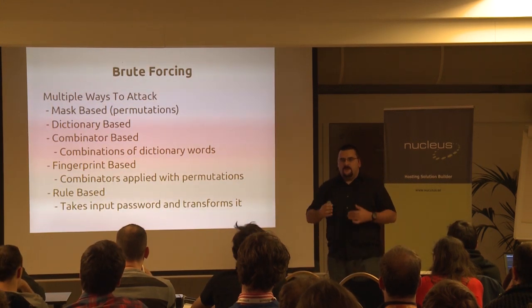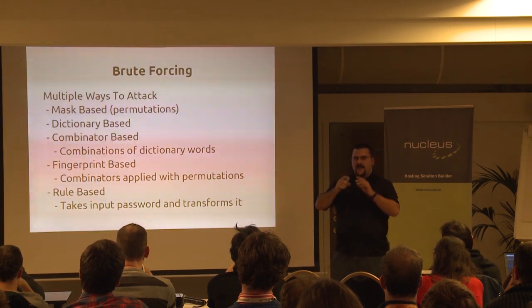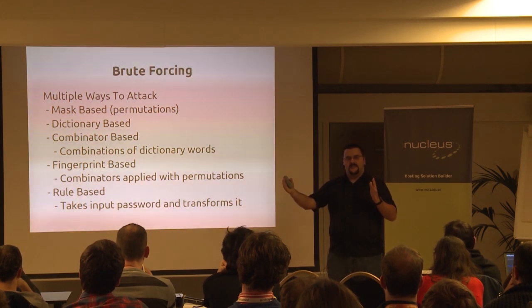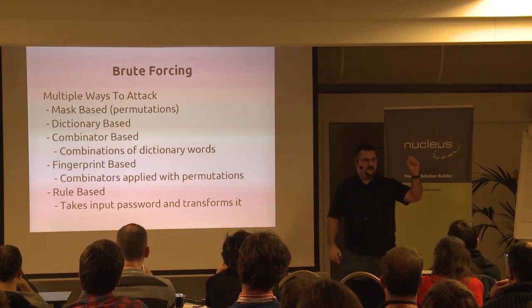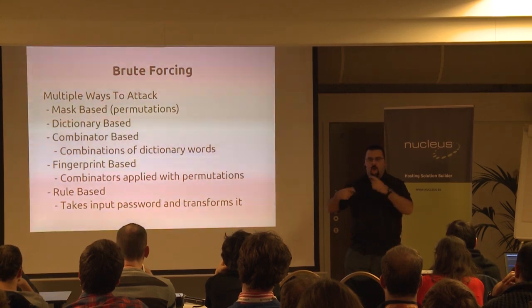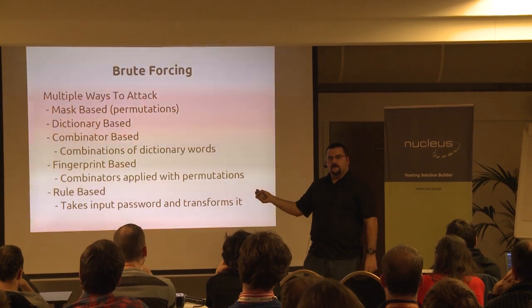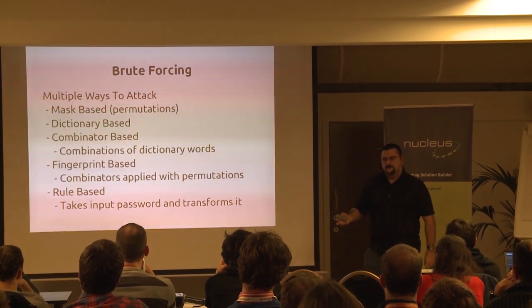So there's a couple different ways we can brute force. We can do a mask-based brute force. What that means is, let's say I want to attack a 6-character password. I can say the first character is lowercase, the second character is lowercase, the third character is uppercase, and so on, and it'll loop through all possible permutations of that mask and try each one after another. So that's a traditional brute force.